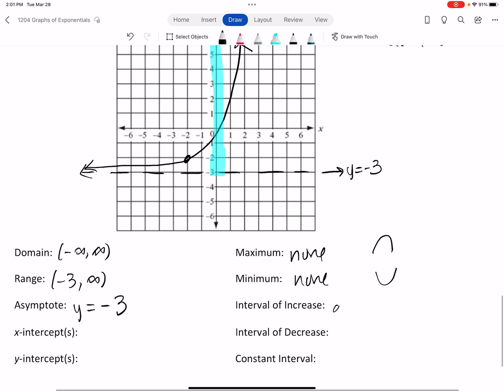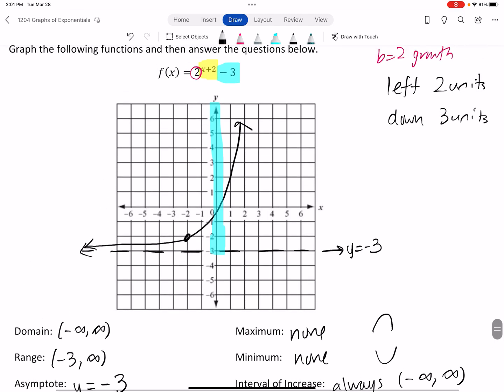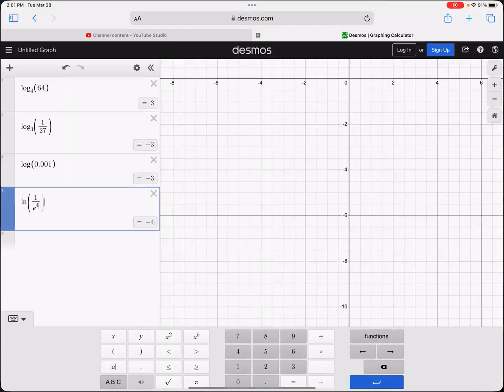This guy is always increasing, so he's increasing from negative infinity to infinity, and that's because b in this case was 2. So it's never decreasing and it's never constant. So the only thing we have to get are the x-intercepts and y-intercepts. So let's put this equation in our graphing calculator, 2 to the x plus 2, minus 3, and see if we can get those pieces.